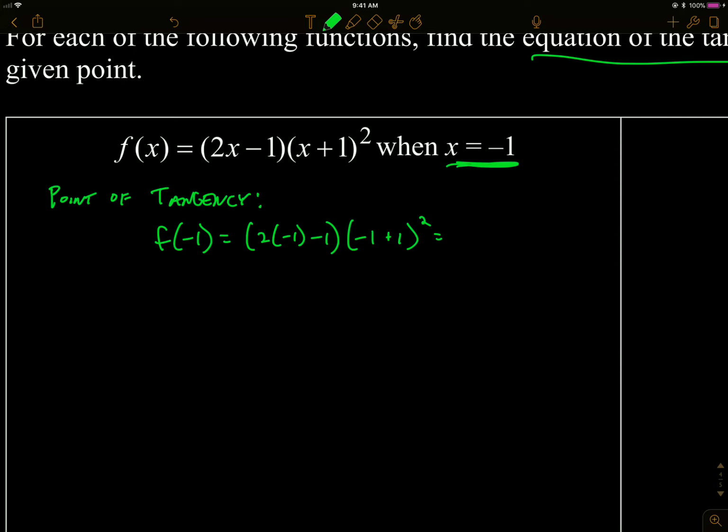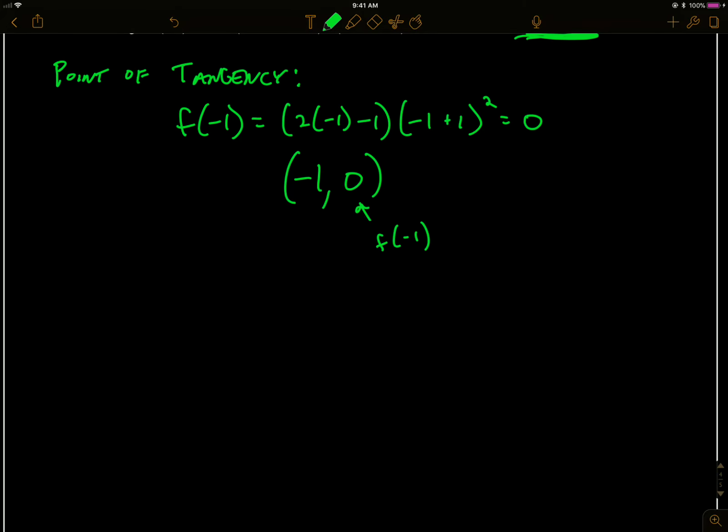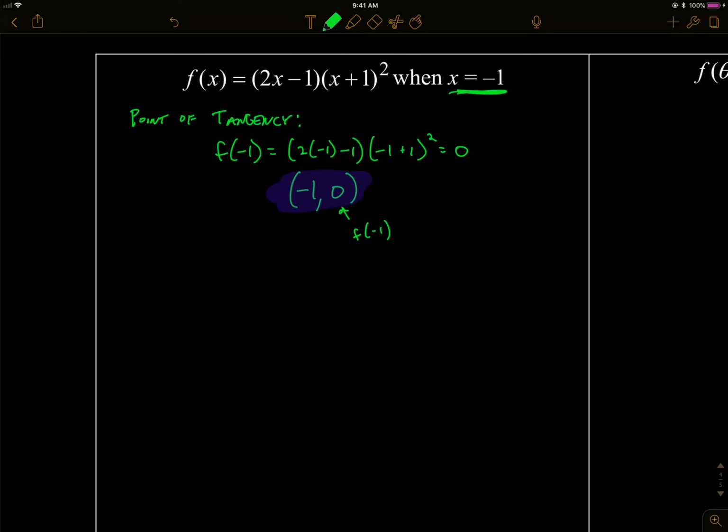So I end up getting 0, it looks like. So that means I know my point has an x value of negative 1 and a y value of 0. Remember, that's f of negative 1. That's how we got that. So there's our point of tangency. Now we need the slope of the tangent line.